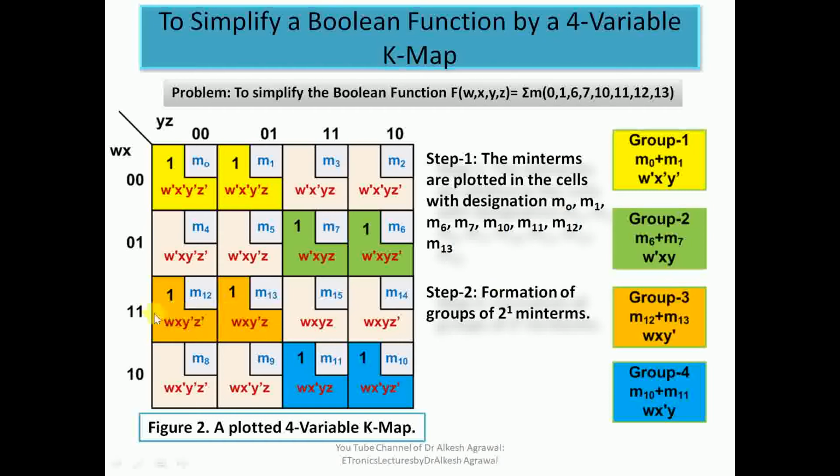Again we focus on these two cells. Again WX are fixed to 1 and 1, so we have WX. If we focus column wise, in these two columns Z is changing and Y is fixed, so Z will be removed and Y is in terms of Y bar, so we have WX Y bar. And for these two cells again WX are fixed to 1 0, so we get WX bar. And in these two columns we have again Y fixed and Z changing, so Z will be removed and what we get is WX bar Y. So these are the final values in terms of reduced form.